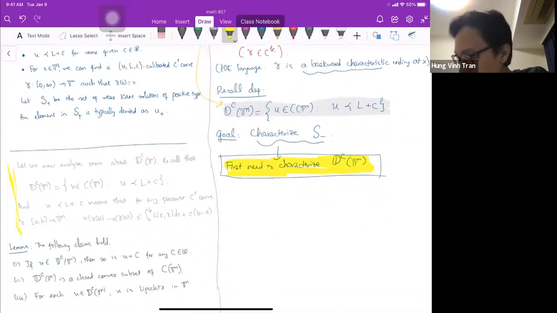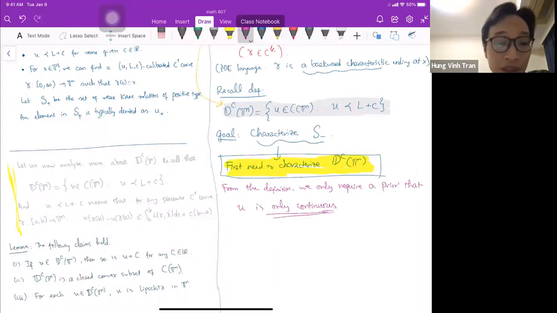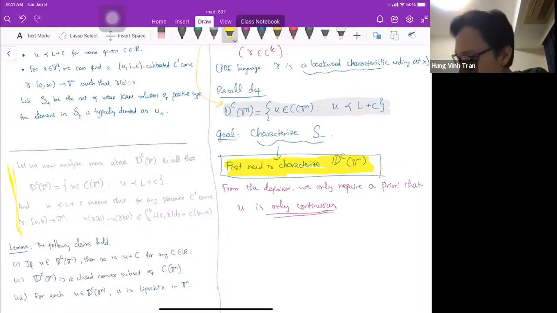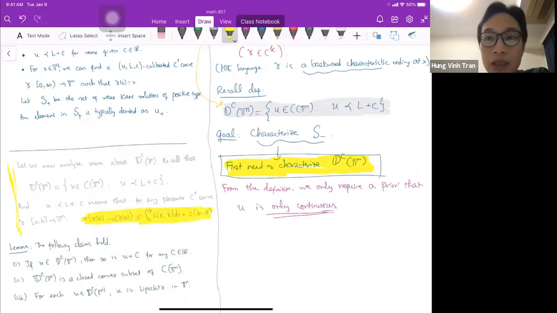So again, from the definition, we only require, a priori, that u is only continuous, right? We don't even require any differentiability of u, because if you look at the definition, I wrote it earlier, but you can also look into the definition on the left panel that I'm highlighting here. It only involves the difference of u, so u only needs to be continuous. So it starts quite abstract.